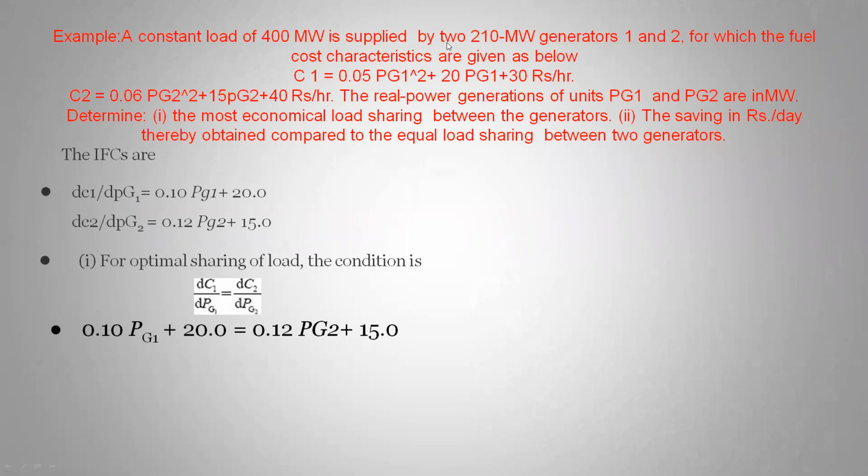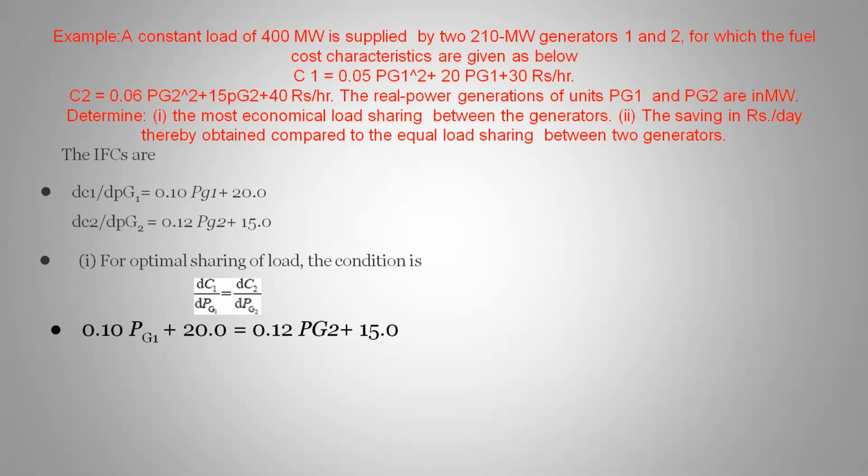Okay, so the real power generations of units Pg1 and Pg2 are in megawatt. Determine the most economical load sharing between the generators and the saving in rupees per day thereby obtained compared to the equal load sharing between two generators.